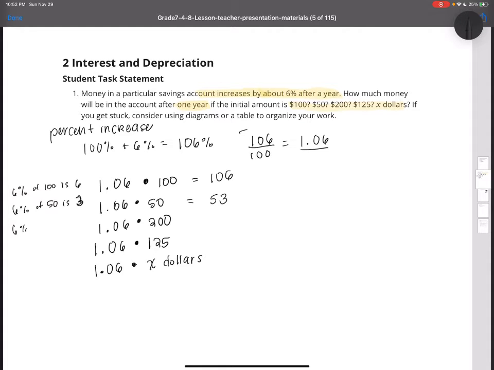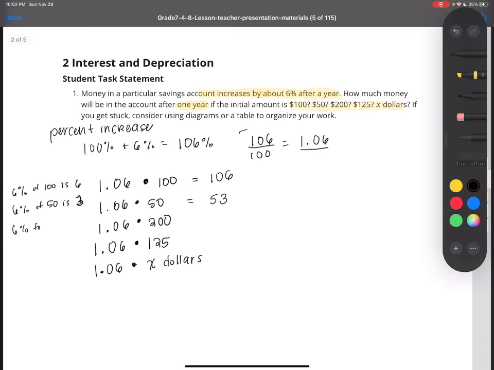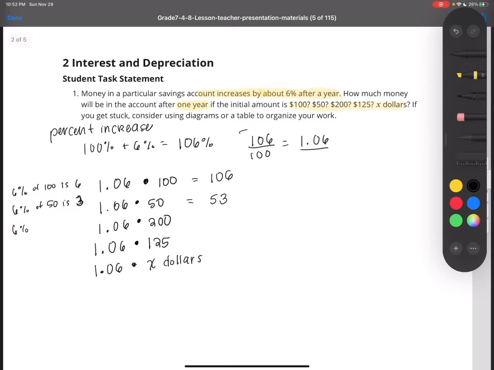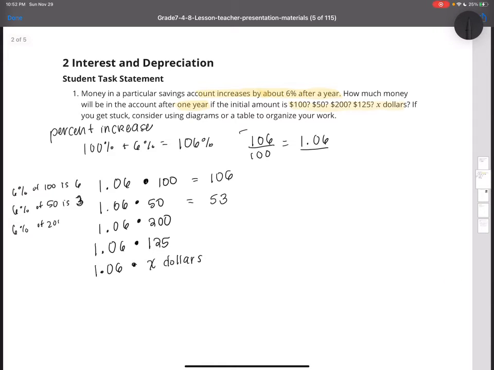So if 6% of 100 is 6, then what would be 6% of 200? If you guess 12, you are absolutely correct. So your answer should be 212. Okay.